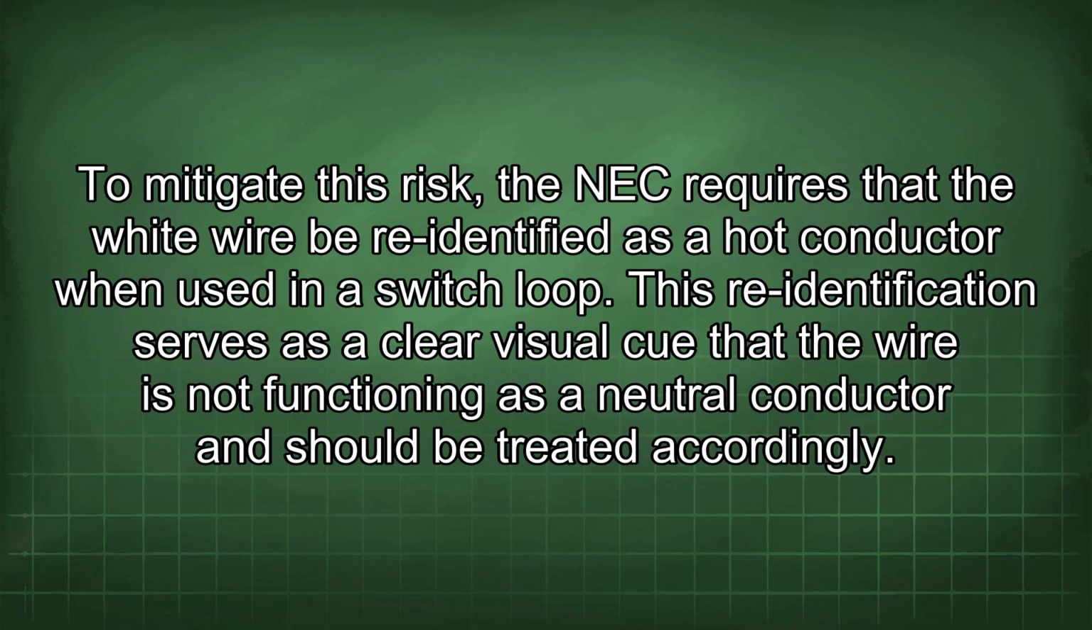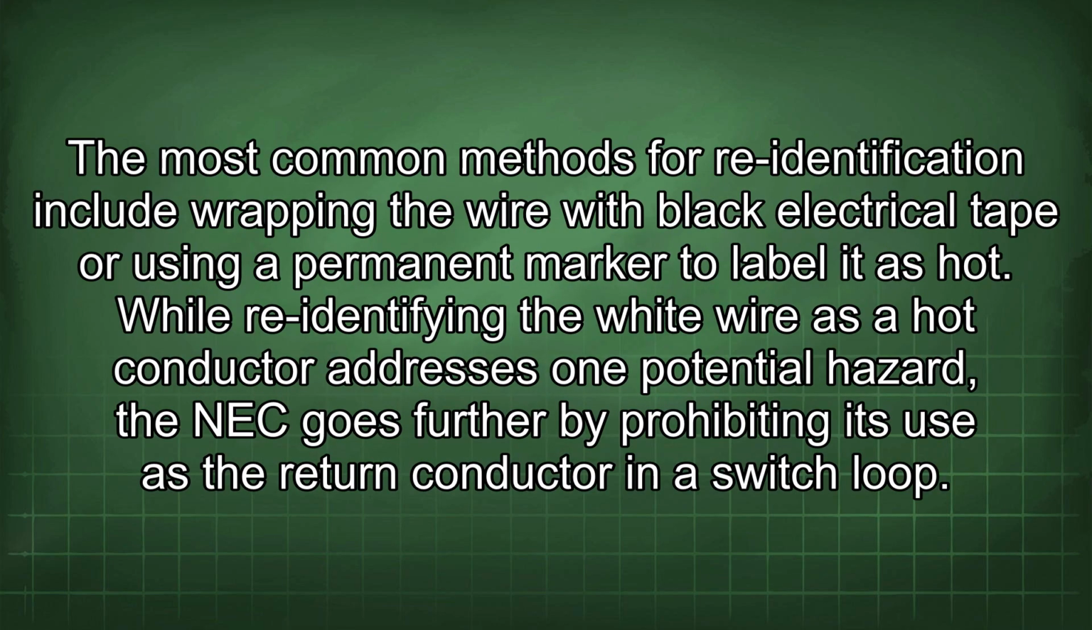To mitigate this risk, the NEC requires that the white wire be re-identified as a hot conductor when used in a switch loop. This re-identification serves as a clear visual cue that the wire is not functioning as a neutral conductor and should be treated accordingly. The most common methods for re-identification include wrapping the wire with black electrical tape or using a permanent marker to label it as hot. While re-identifying the white wire as a hot conductor addresses one potential hazard, the NEC goes further by prohibiting its use as the return conductor in a switch loop.